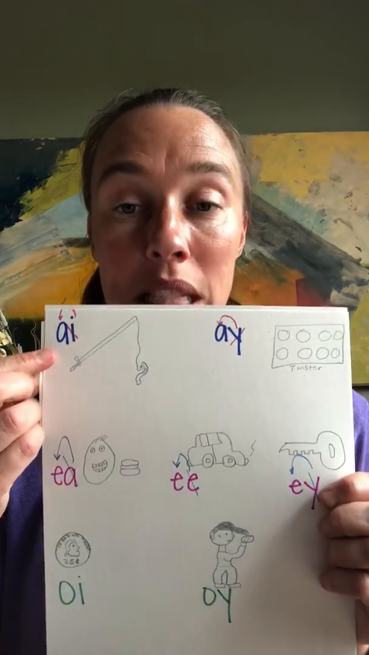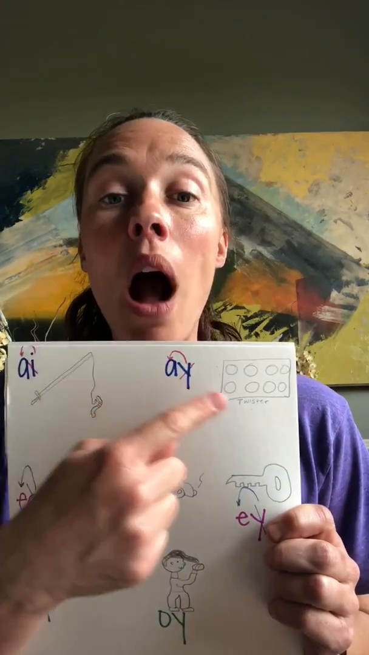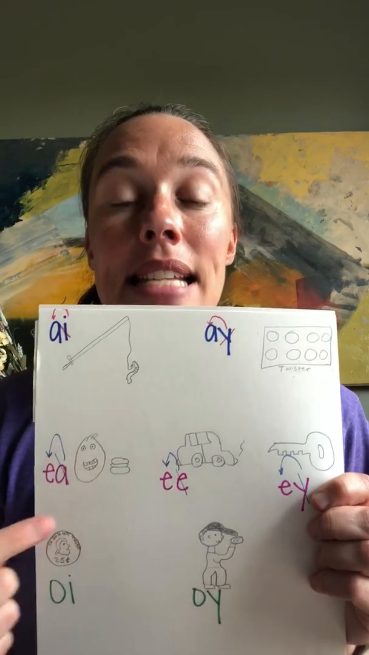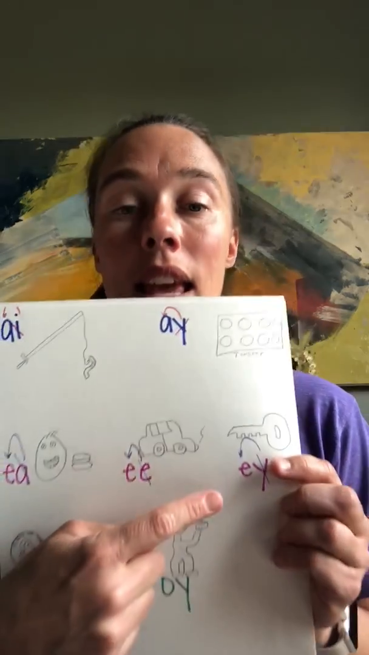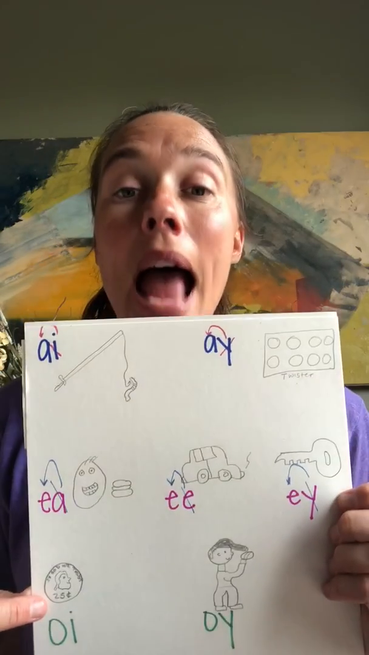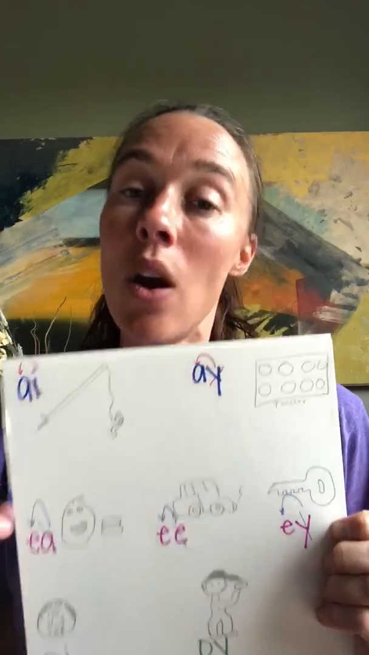So let's start with the first ones. AI, bait, A. AY, play, A. EA, eat, E. EE, jeep, E. EY, key, E. OI, coin, oi. OY, boy, oi. Now remember, if you hear any of those sounds inside a word, we know it is not a closed syllable.